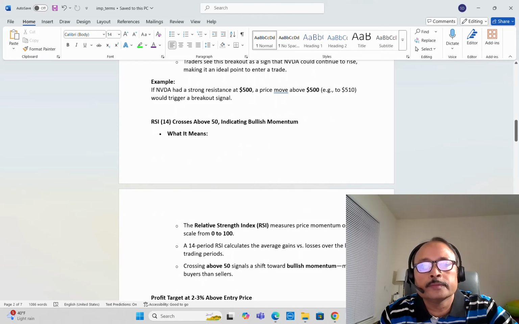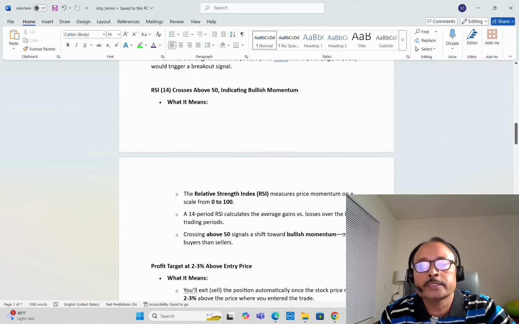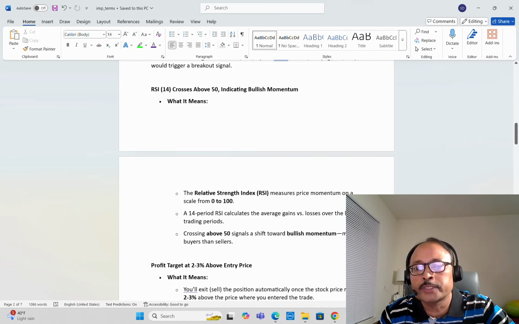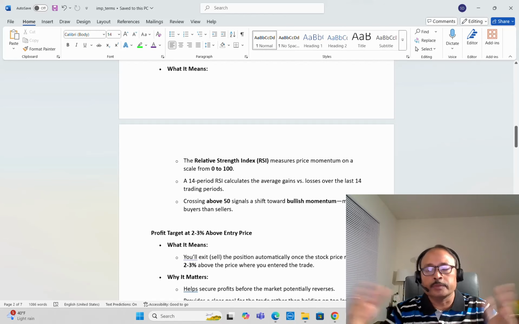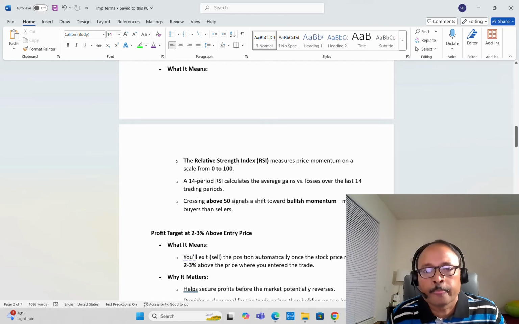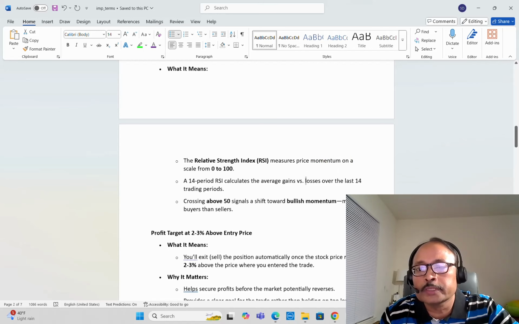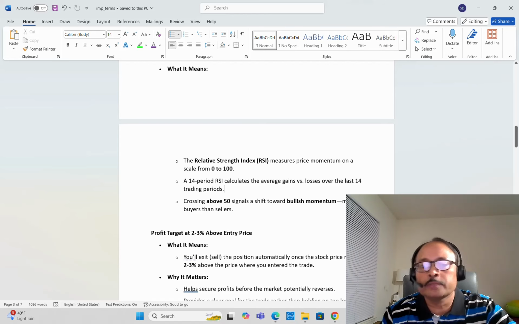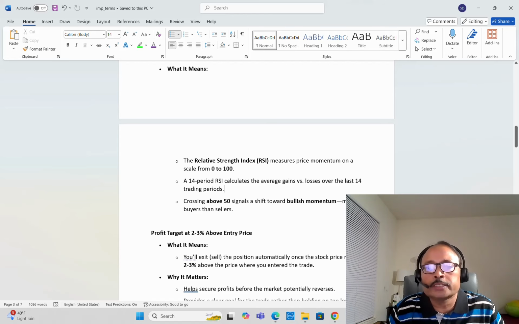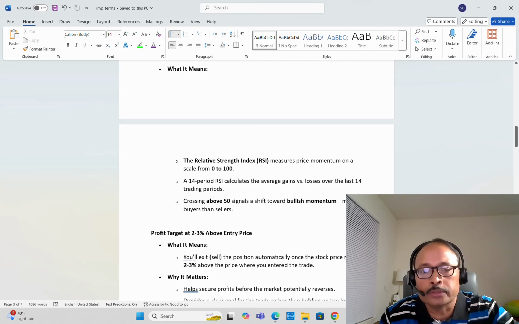Then also the RSI crosses above 50, indicating bullish momentum. What does it mean? The Relative Strength Index, RSI, measures price momentum on a scale between 0 and 100. A 14-period RSI calculates the average gains versus losses over the last 14 trading periods. If the 14-period RSI crosses above 50, that signals a shift towards bullish momentum. That is very good, it means more buyers than sellers. That is the time to buy the stock.